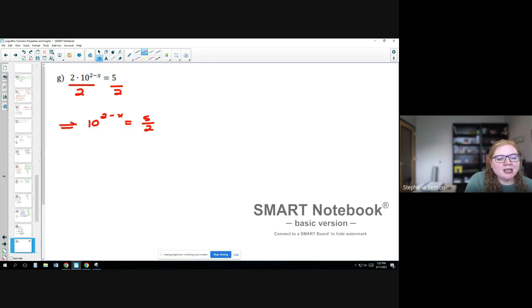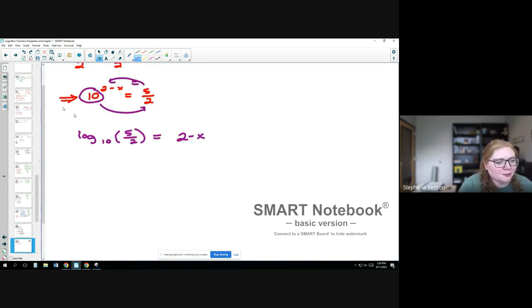So what we really have is a base of 10 on the left and a base of 5 over 2 on the right. But regardless, those cannot be written as the same base, so I need to rewrite this exponential equation as a logarithmic equation in order to continue solving. So I start with this, that's my base, remember? So I have log base 10 of 5 over 2 is equal to whatever the exponent is. So is equal to 2 minus x.